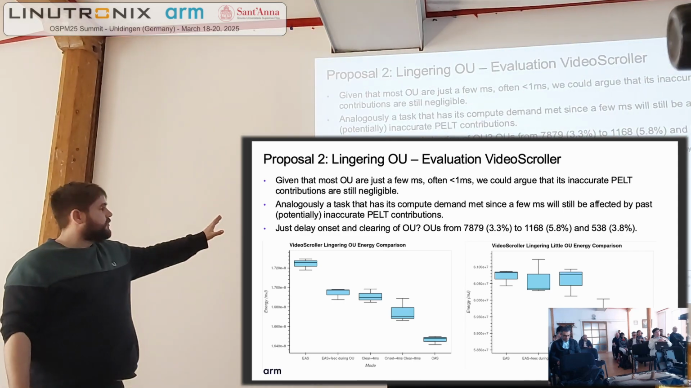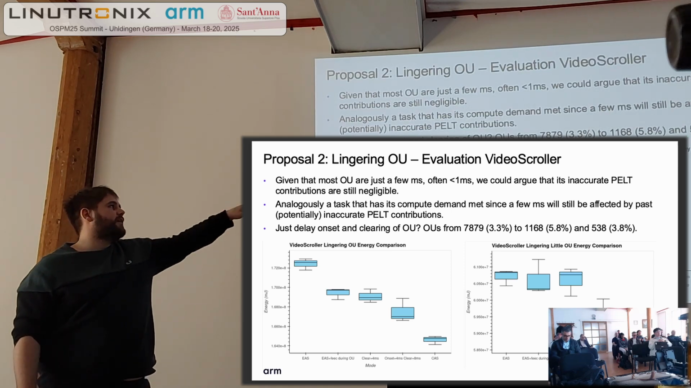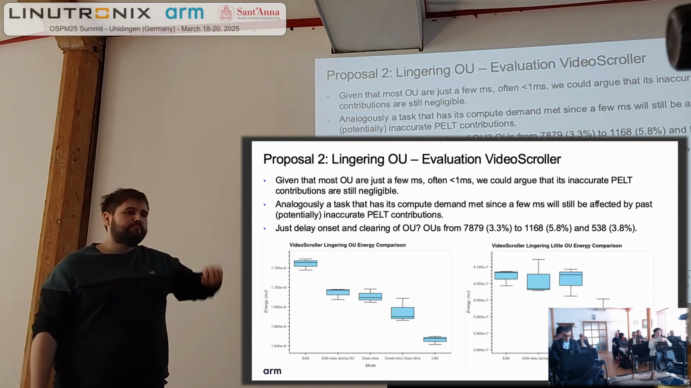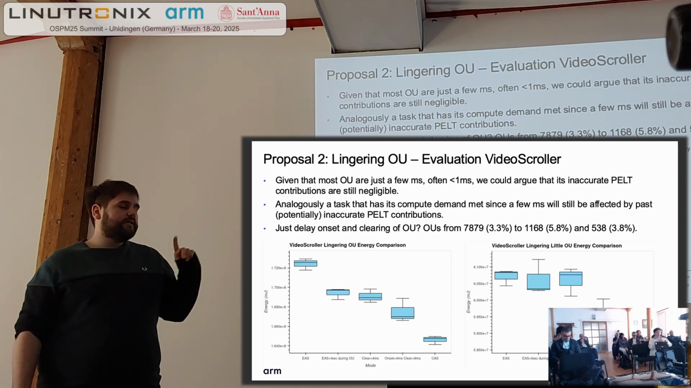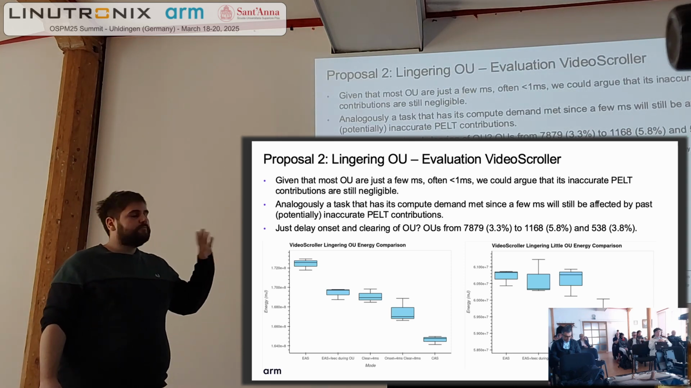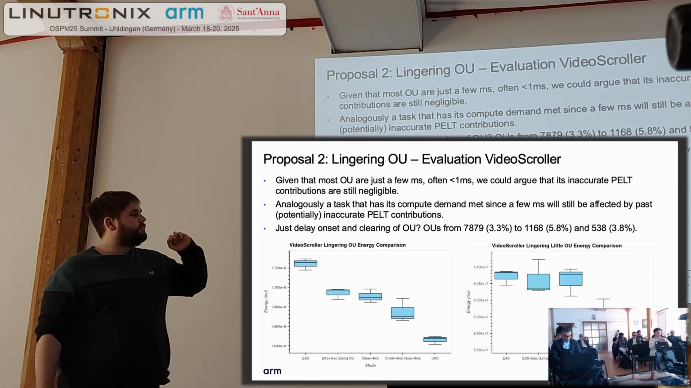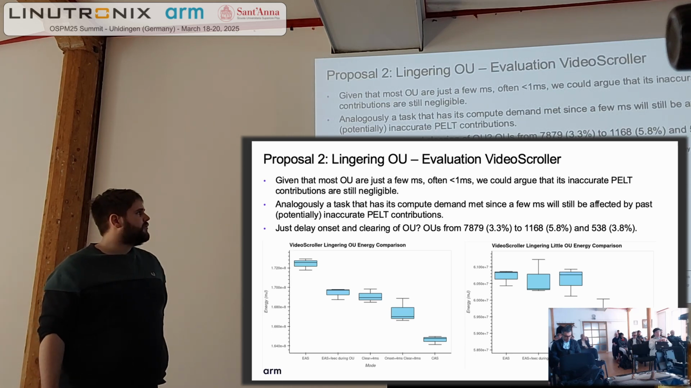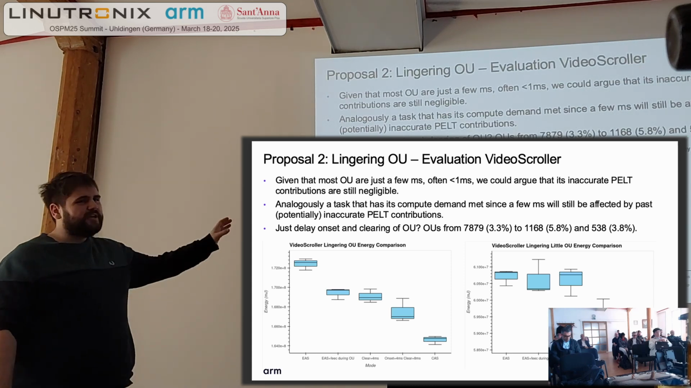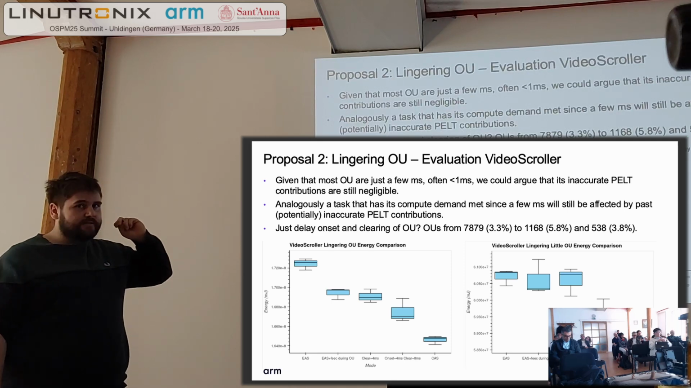So this is on video scroller, kind of the problematic workload. We had 7,000, basically 8,000 overutilized on just mainline EAS. If we delay the clearing by 1 tick, 4 milliseconds, that goes down to about 1,000. And if we delay the onset by 1 tick, clear by 2, that goes even lower to 538, while actually not increasing the overutilized time much at all. It does bring a bit of the power back, but it's still worse than CAS.